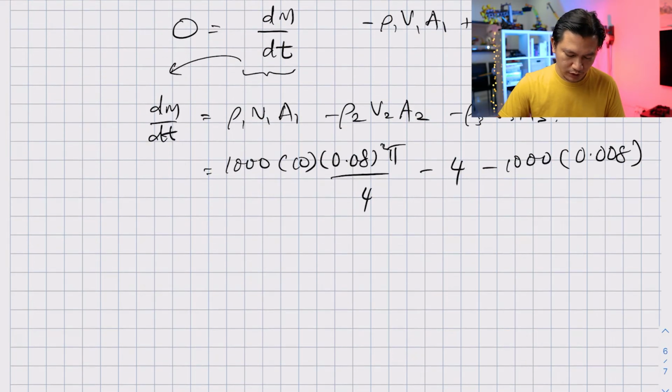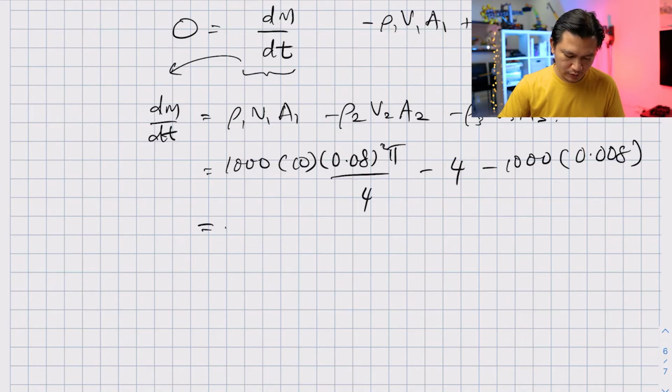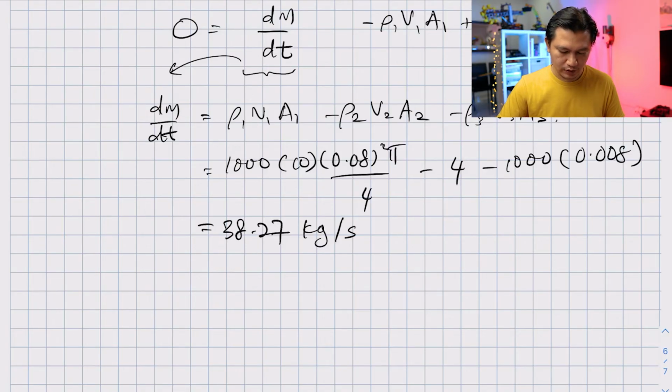And let's see if we can solve this. So this is 0.08 squared times pi divided by 4 times 10,000, minus 4, minus 8. So that will be 38.27. And what is the unit? The unit will be kilogram per second. So now we have found the rate of change of the mass of water, which happens to be 38.27 kilogram per second.